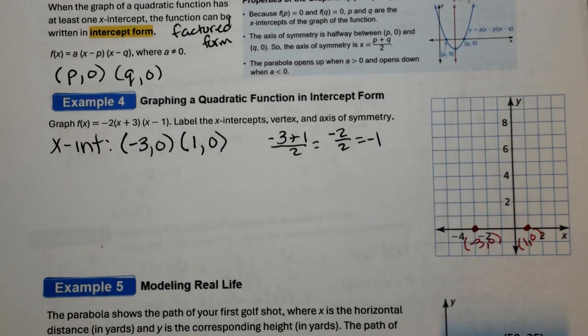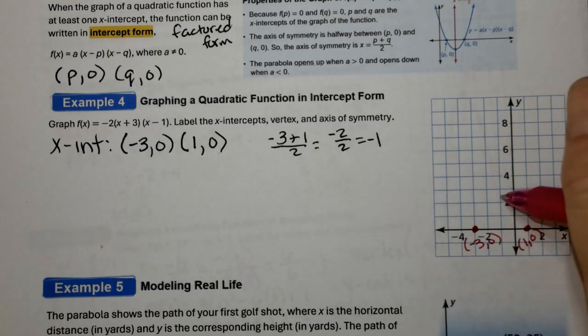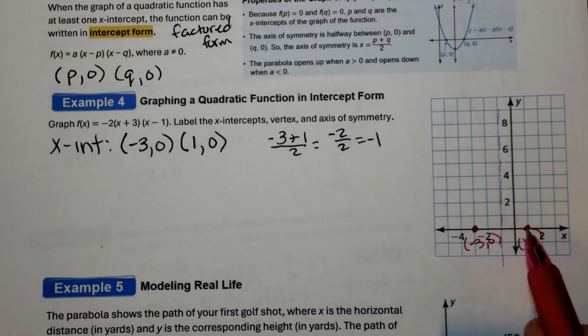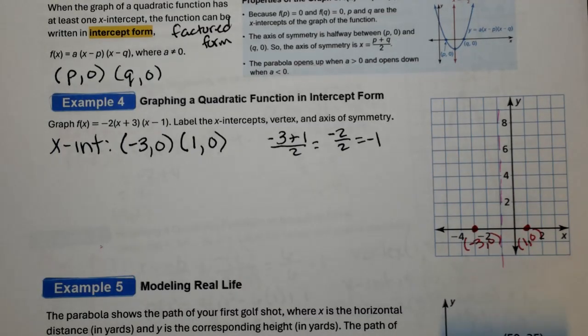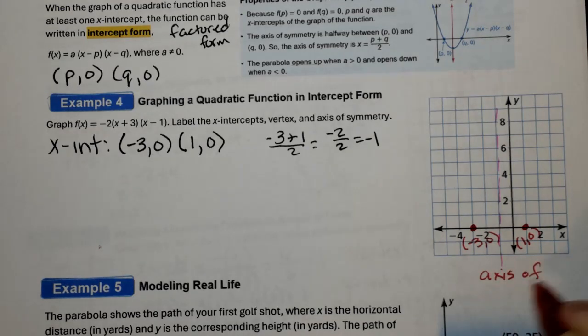Okay, just in case you ever second guess yourself, because I know some of you guys are second guessers. So negative 1 is our axis of symmetry, right? If you look, that's 2 away, that one's 2 away. So axis of symmetry, and this is when x equals negative 1.